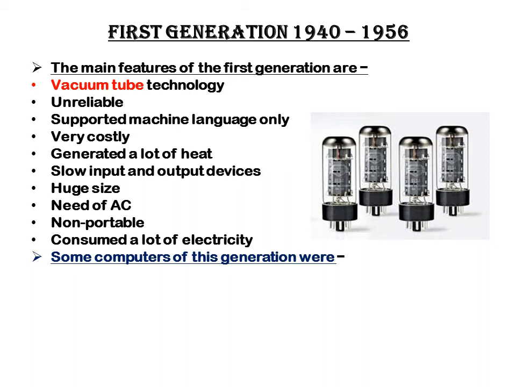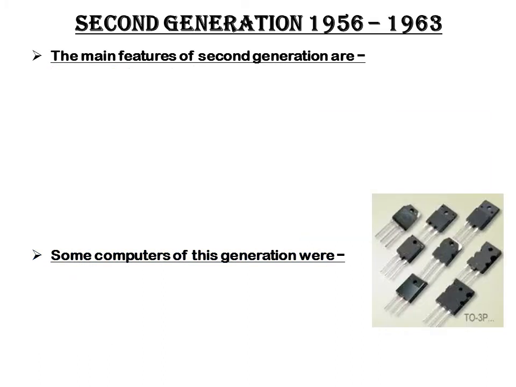It is the picture given on the right side. This is a vacuum tube. Some computers of this generation are ENIAC, EDVAC, UNIVAC, IBM 701, IBM 650.